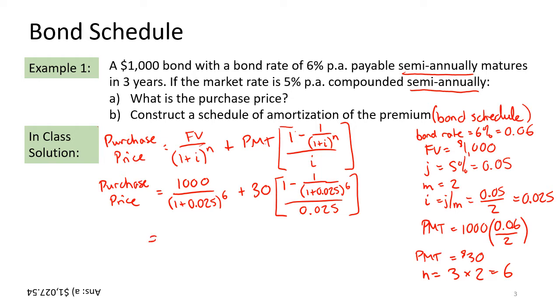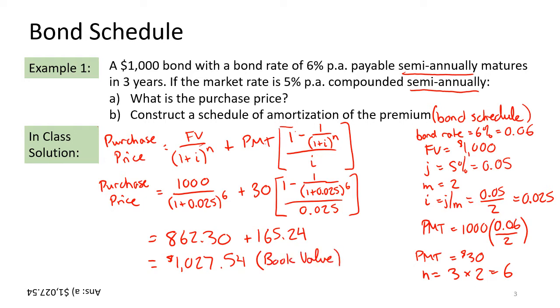So if you do both of these calculations, you end up with $862.30 for the first, plus $165.24. Oops, 24 cents. So your purchase price in this case is $1,027.54. Now that is what's known, think about it in accounting terms, if any of you are taking accounting, as the book value. That's how much it's worth at this period in time.